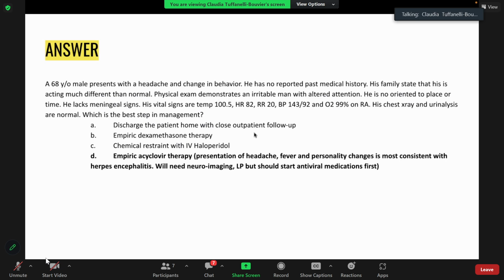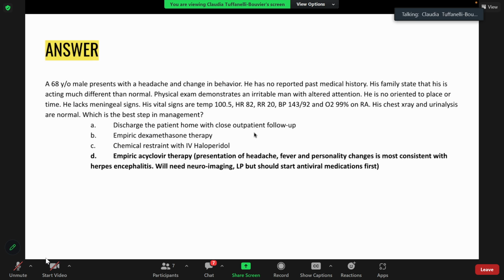So his symptoms are altered mental status. That's the biggest one that they're saying that he has. He does have a fever also because his temperature is 100.5. So altered mental status and a fever, we're going to think about an infection, a CNS infection. He has no meningeal signs, so he probably doesn't have meningitis.